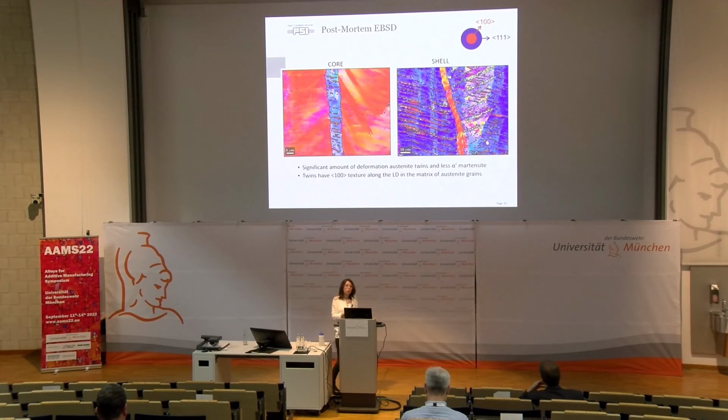Going to the post-mortem EBSD, this is a really nice picture where you can clearly see that the blue grains, even in the core, have a lot of martensite, while the red grains are completely free of martensite. We also have a lot of twinning, as you can see here from the EBSD. And we can conclude in this case that there is a significantly stronger TRIP effect in 111 grains than in 100, which was exactly our assumption.